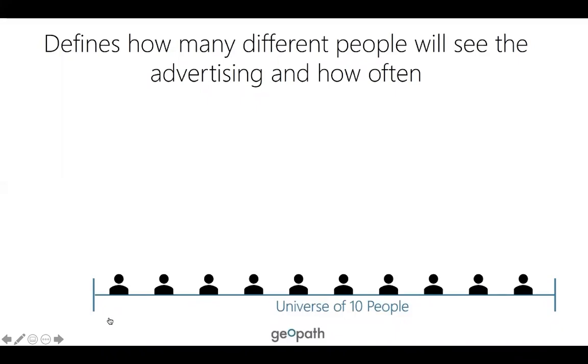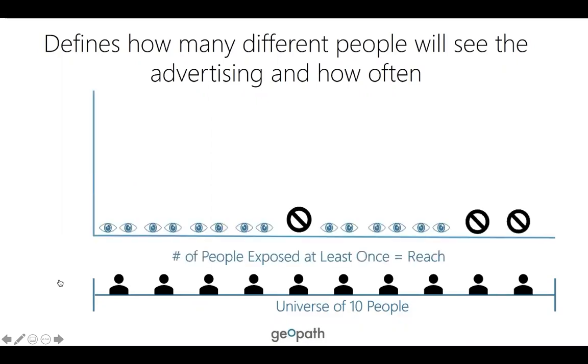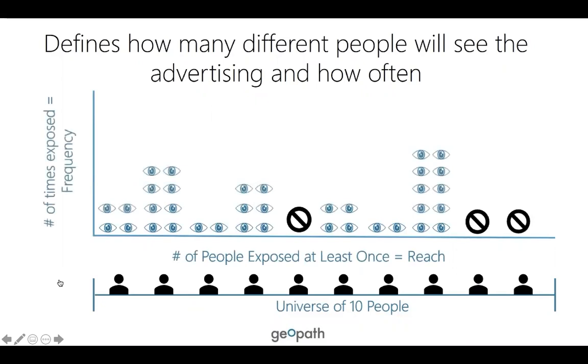Let's break it down with an example. Say there's a universe of 10 people. 7 out of 10 saw the ad, therefore the reach is 70%. The frequency, or number of times they see the ad, varies by person depending on their travel patterns around the market. Reach and frequency are very helpful measures of campaign performance. These two basic measurements are a terrific way to quantitatively explain what a campaign delivers for both local and national advertisers.